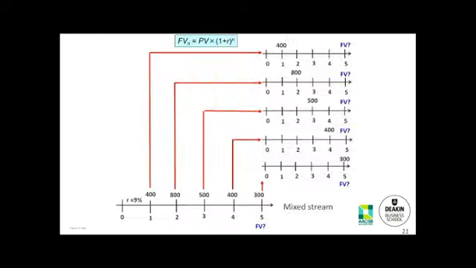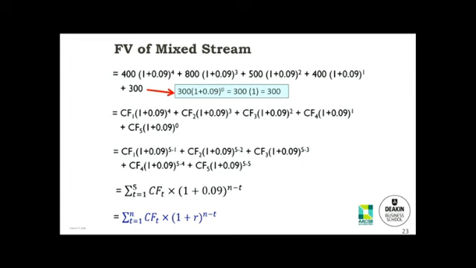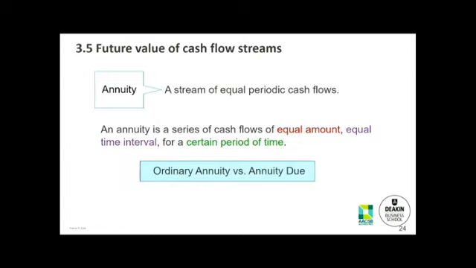Before that, do you remember in slide 18, we talked about the future value of cash flow streams. There are 2 different scenarios, right? First scenario is mixed stream, second scenario is called annuity. Now, let's talk about annuity. A lot of students feel scared about annuity, but in fact, it's very easy. Before we talk about annuity, let me talk about the meaning of annuity. Why do we need such a thing called annuity?